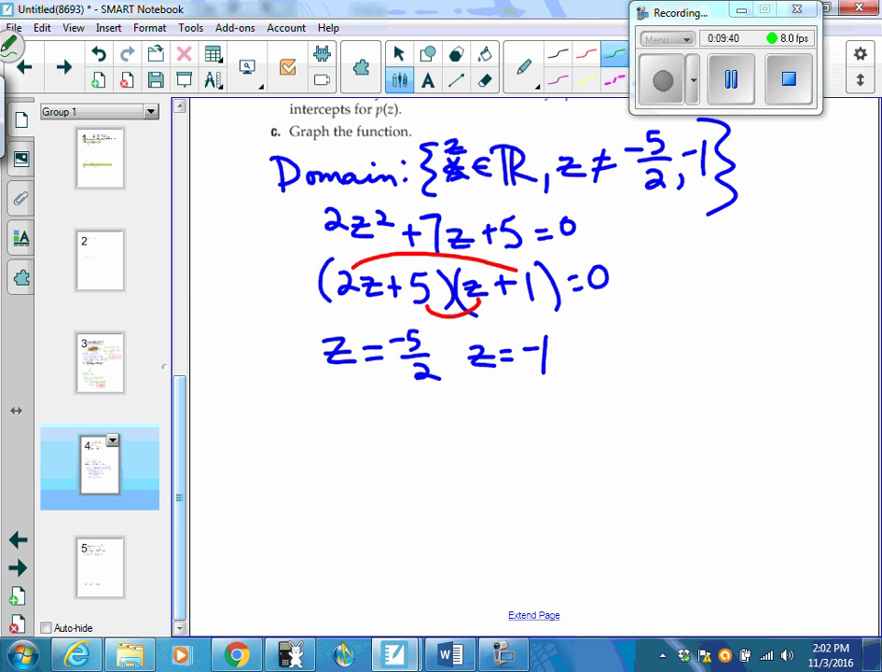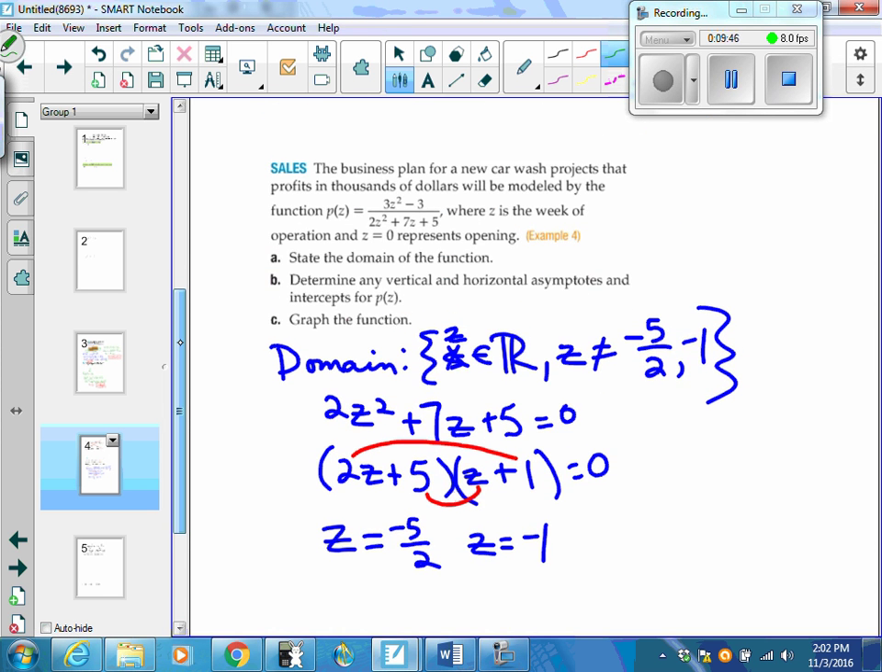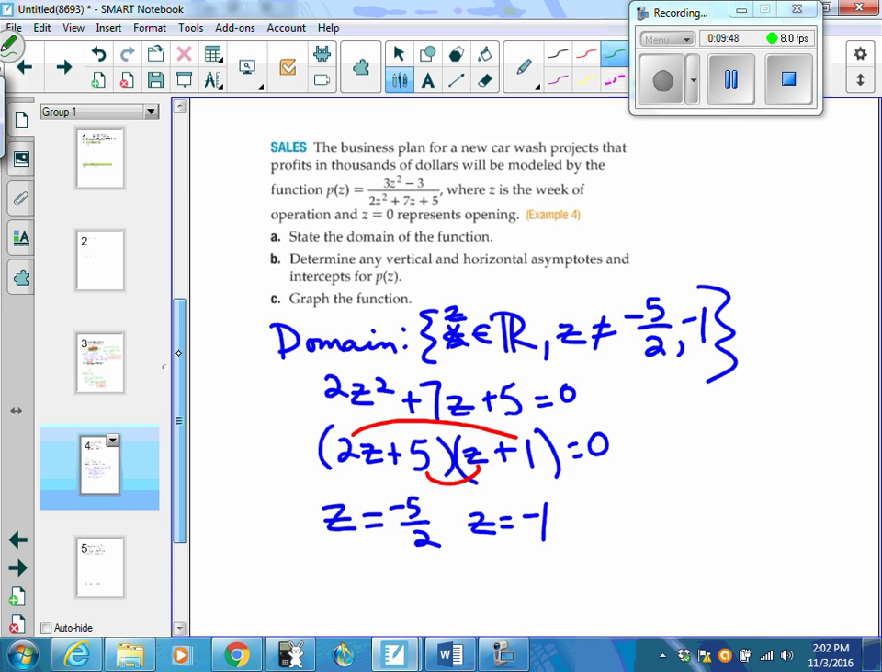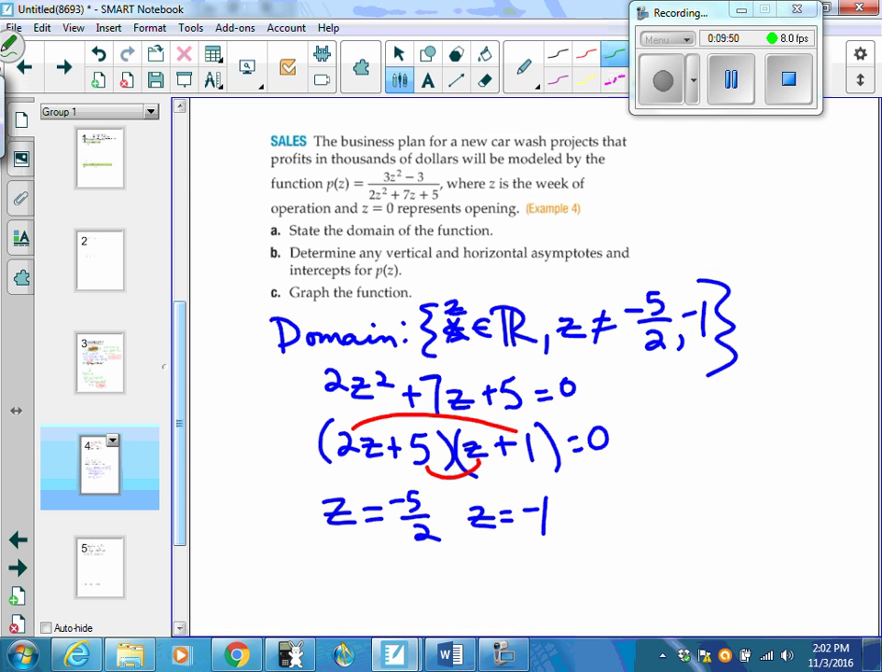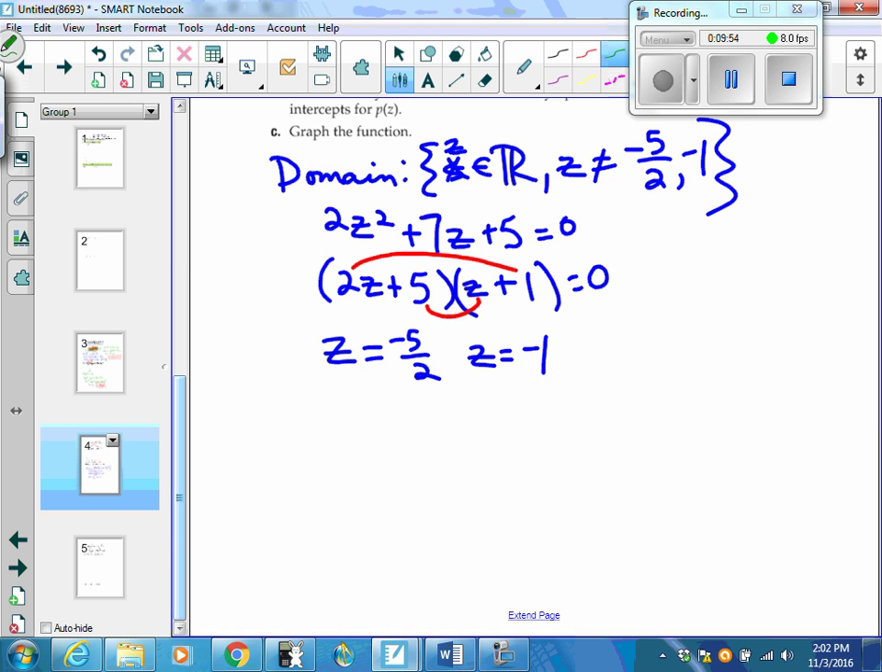So our vertical asymptotes would be where we have some empty space, I guess, in our domain, unless our numerator and denominator would have common factors. And in this case, they do not have common factors. So my vertical asymptotes would be z or x equals -5/2. And I'll just put a little x here to remind us that that's what it is. And z equals -1.